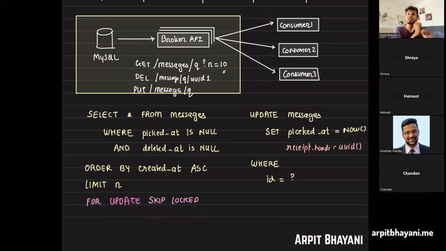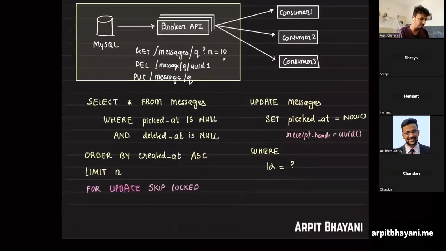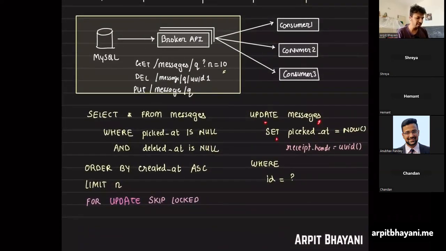Even if there are multiple consumers consuming it, there would be no problem. Because of skip locked, there will be very high read throughput. Right? Then once they read the message, they would also update it that, hey, this message is read. I'll set the receipt handle to something. So: update messages set picked_at equal to now, receipt handle equal to some UUID, where ID is equal to this. So this message was read and these things are updated. Picked_at is set to this, receipt handle is set to this.